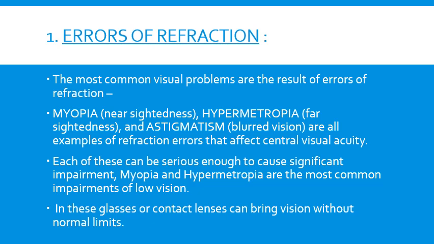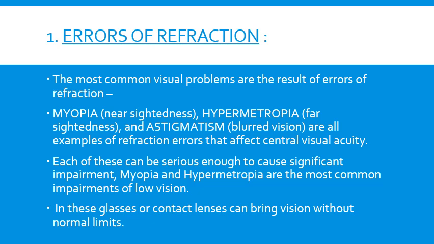When the eyeball is too long, the light rays from the object would be in focus in front of rather than on the retina. This results in myopia, which affects vision for distant objects, but close vision may be unaffected. Next is hypermetropia. When the eyeball is too short, the light rays from the object would be in focus behind rather than on the retina. This results in hypermetropia, which affects vision for close objects, but far vision may be unaffected.